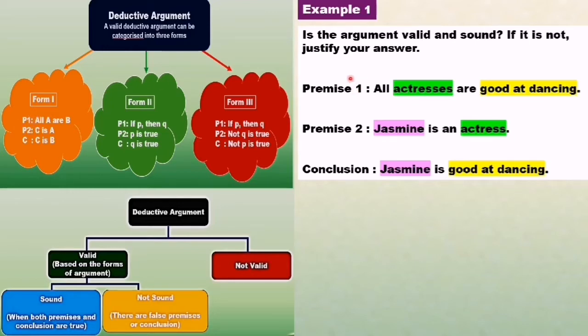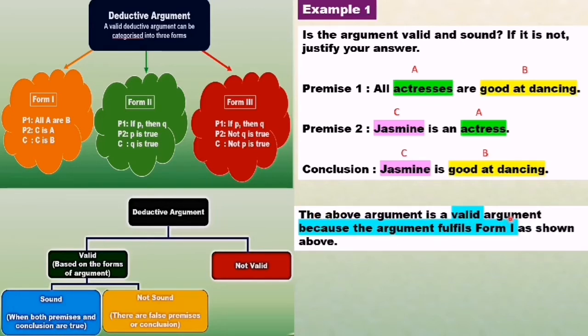Premise 1 is all A are B. So here actresses is A, good at dancing is B. Premise 2, C is A. So here Jasmine is C, actress is A. Conclusion, C is B. Jasmine is C, good at dancing is B. The above argument is a valid argument because the argument fulfills form 1 as shown above.